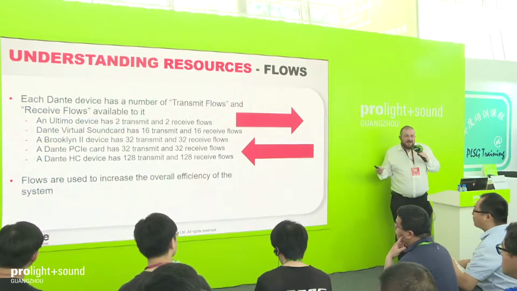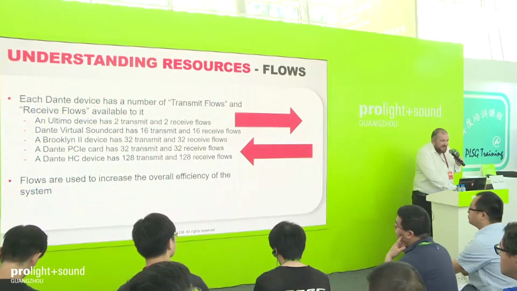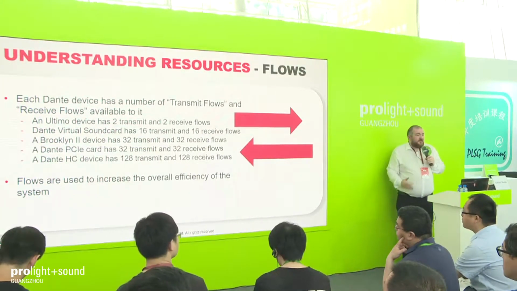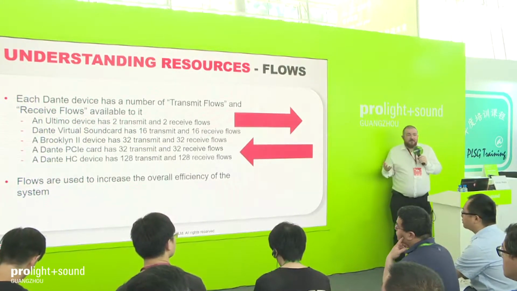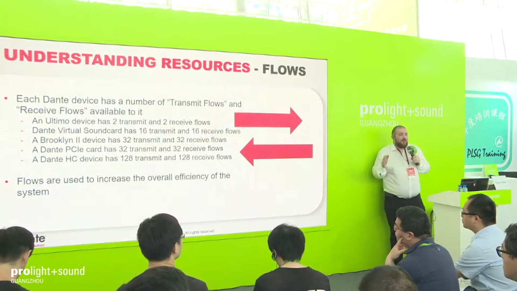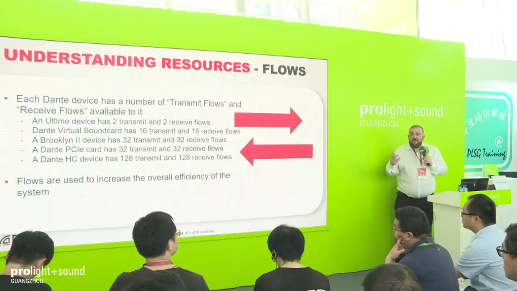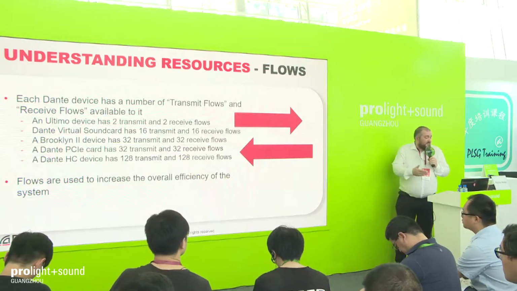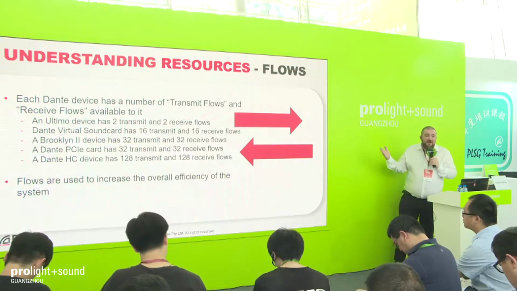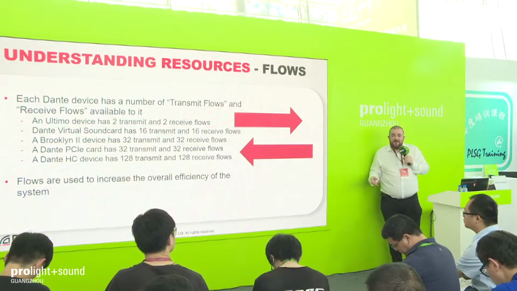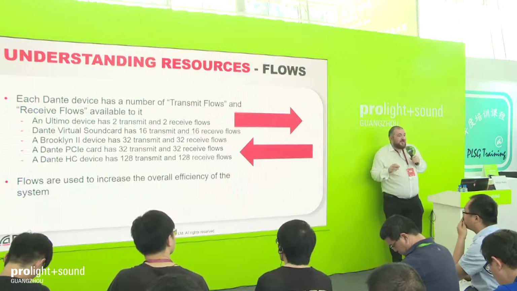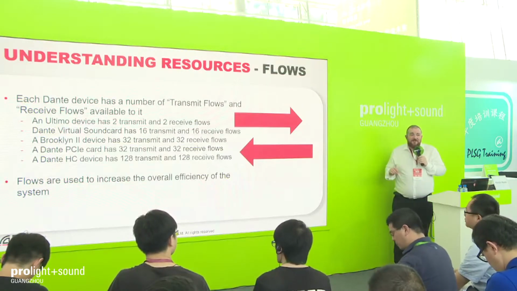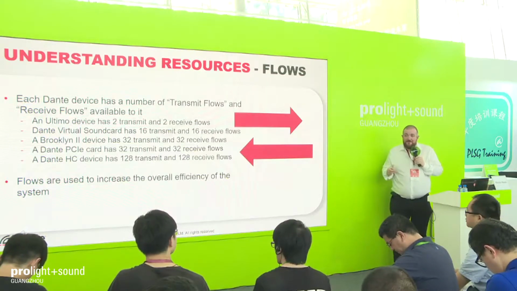Now this matters if I'm doing something like a broadcast system. So you can get a stage box that has 64 outputs on it. So I have 64 mic pre's going to 64 Dante channels. Typically, if I'm using a Brooklyn 2 style device, I have 32 flows available to me. And if I send those as 4-channel flows, I can only do a 2-way split before I run out of capacity.